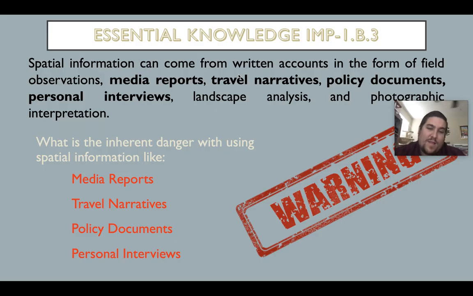Media reports. The problem with media reports: the inherent danger of using media reports, travel narratives, personal interviews, and policy documents is that everybody has their own bias or opinion. If you look at media reports, they all have something they're trying to say or tell you. That's not necessarily a bad thing at all, but we have to reference that and understand it.